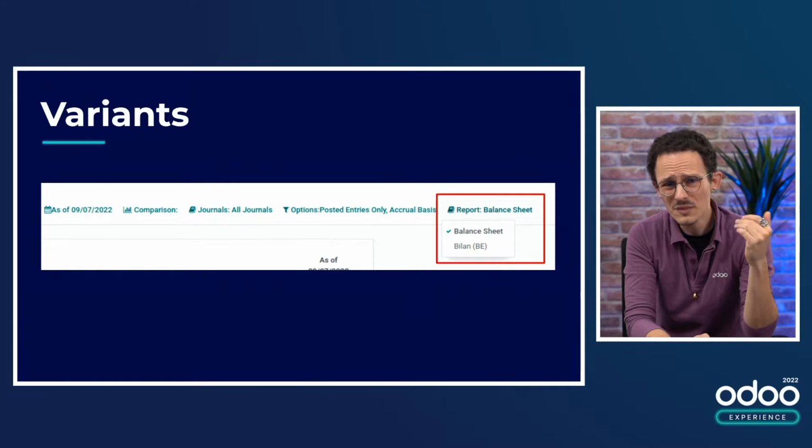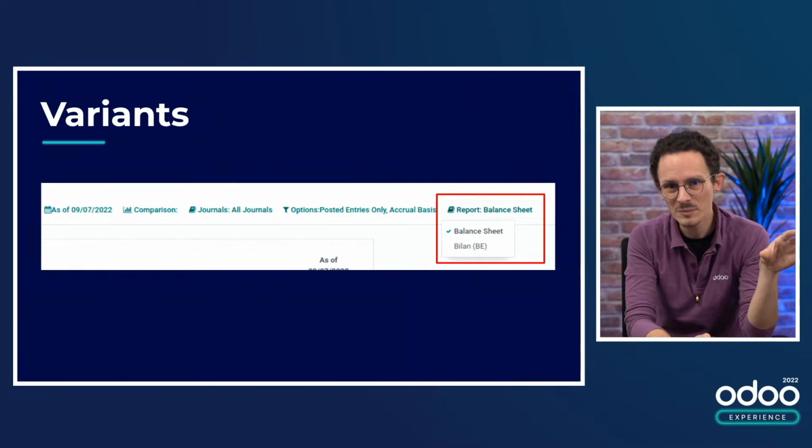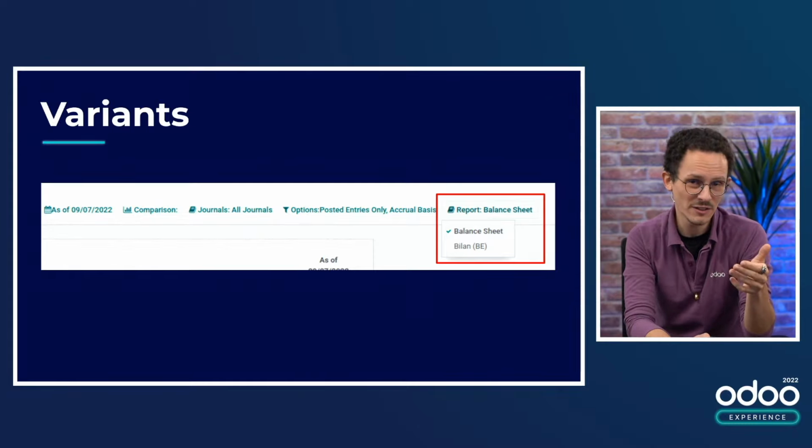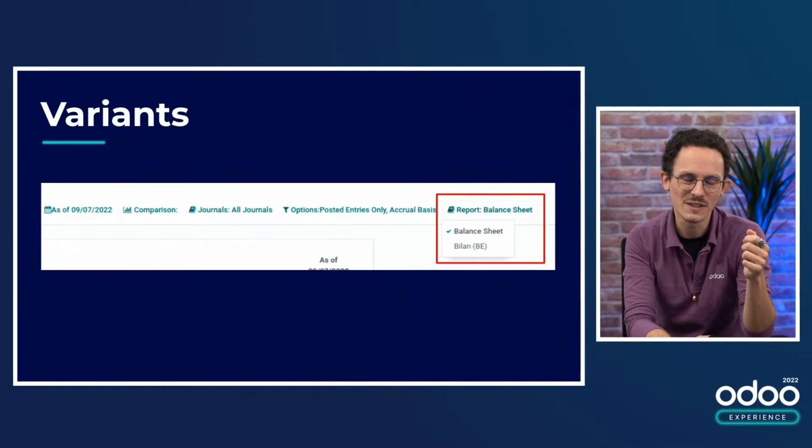And so here, what we introduced in v16 is that we actually generalized this mechanism, and so all the reports work this way now. So when you're installing the Belgian balance sheet, it doesn't create any menu item anymore. It will just add an entry into the selector on the top right corner. That's what you see on the slide.